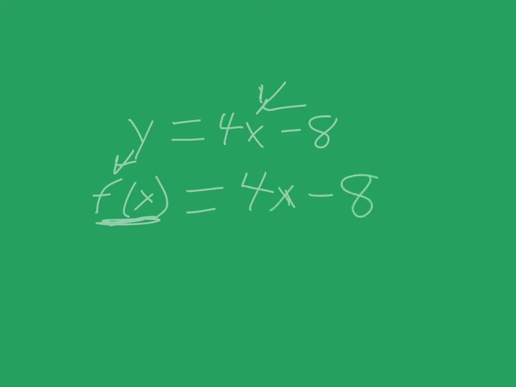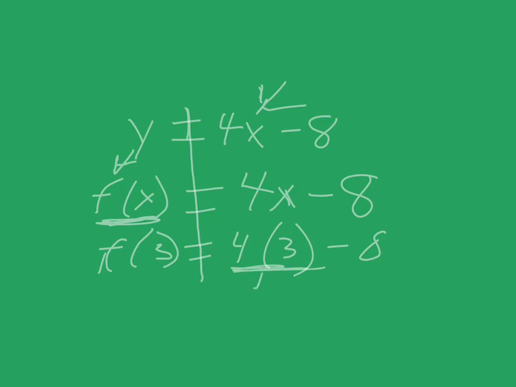What function notation is doing is it's showing what the input is. So for example, let's say we evaluate this function for x is 3. Well, instead of saying y equals 4 times 3 minus 8, we say f of 3 equals 4 times 3 minus 8. So now when we do our math, we're only doing the math on the right-hand side. We're never touching the f of part because that states our input. So 4 times 3 is 12, and then 12 minus 8 is 4.